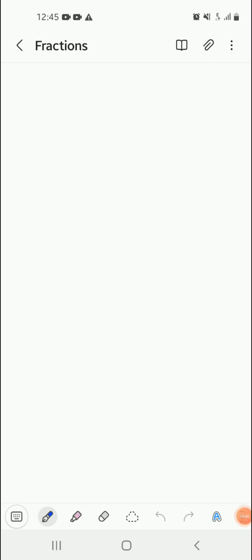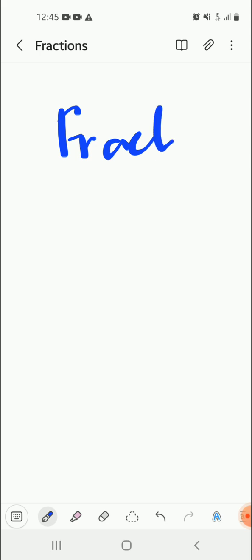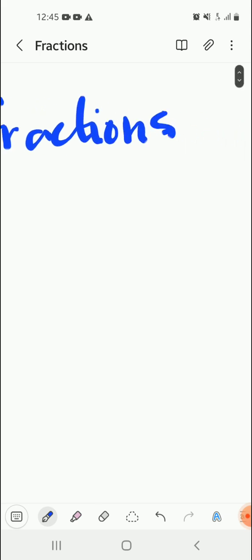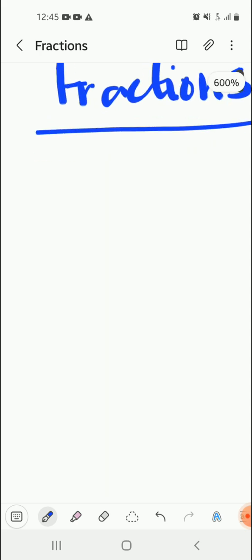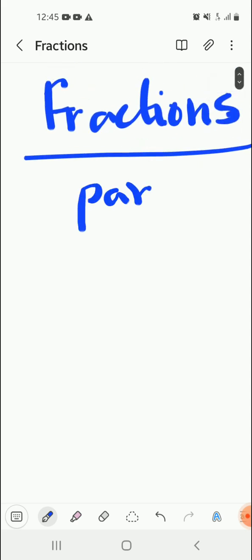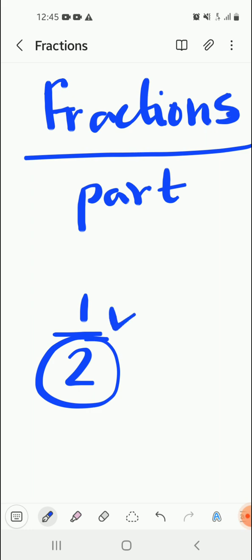Today's topic is fractions. Now, what is fractions? Fractions means a part of something. For an example, it is usually written in this form, 1 by 2. It means there are a total of two parts, and out of it, the fraction denotes only one part of it.